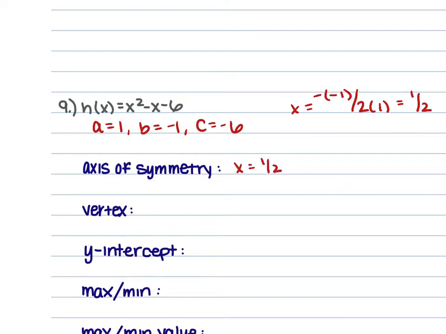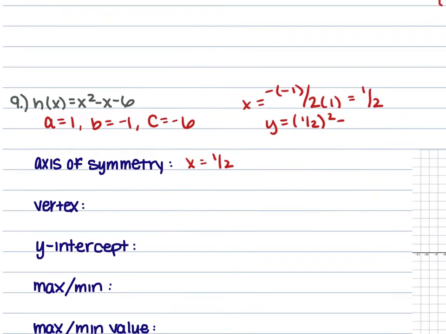Find your vertex by plugging in the 1/2 in for x and simplifying. So y is equal to 1/2 squared minus 1/2 minus 6. The 1/2 squared is 1/4. The 1 over 2 is also 2 over 4, and this is negative. And that 6 is 6 over 1, which is 24 over 4. So we have 1 minus 2, which is negative 1 over 4, minus 24 over 4. So that's negative 25 over 4.